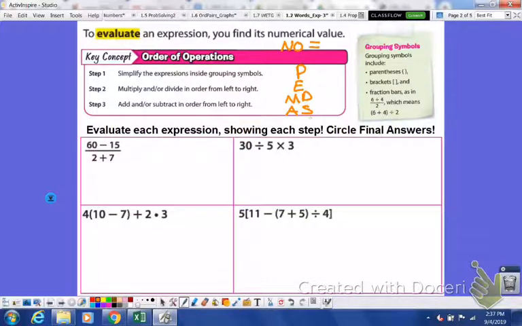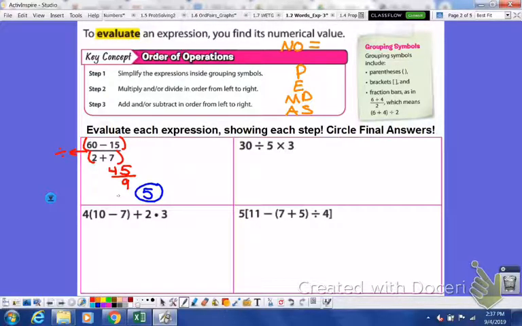So we're going to kind of take care of our numerator and our denominator. When you see a fraction, that tells us to divide, and you can think of there being grouping symbols in your numerator and denominator. So 60 minus 15 gives us 45 over 2 plus 7 gives us 9. 45 divided by 9 gives us a final answer of 5. And notice we did not write any equal signs as we went through. We just funneled it down.